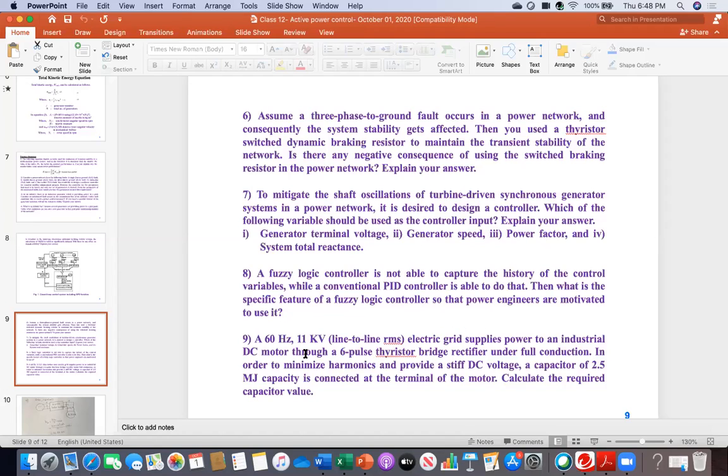Read it. A 60 Hertz, 11 kV line-to-line RMS voltage electrical grid supplies power to an industrial DC motor through a 6-pulse thyristor bridge rectifier under full conduction. In order to minimize harmonics and provide a stiff DC voltage, a capacitor of 2.5 megajoule capacity is connected at the terminal of the motor. Then calculate the required capacitor value.